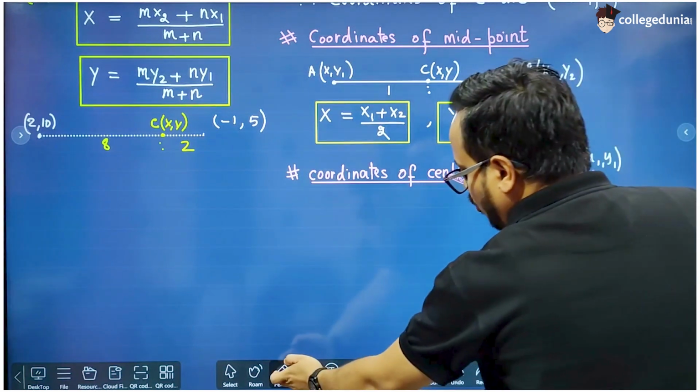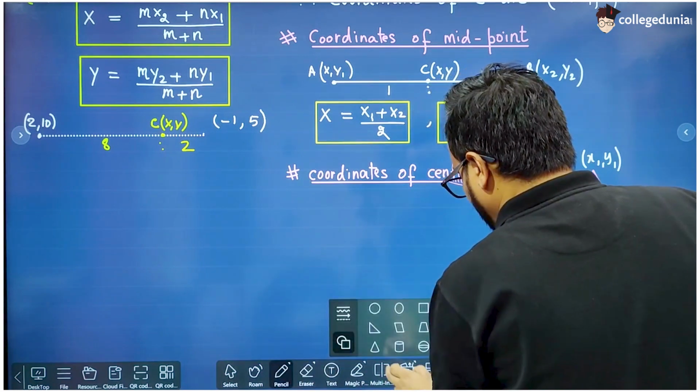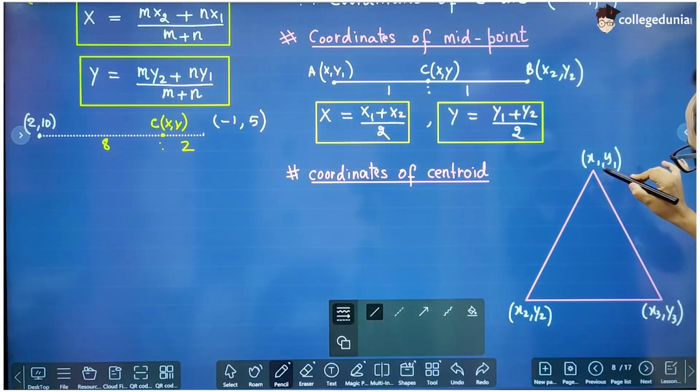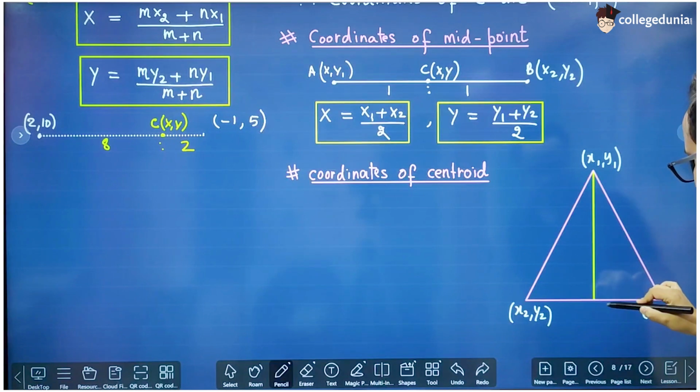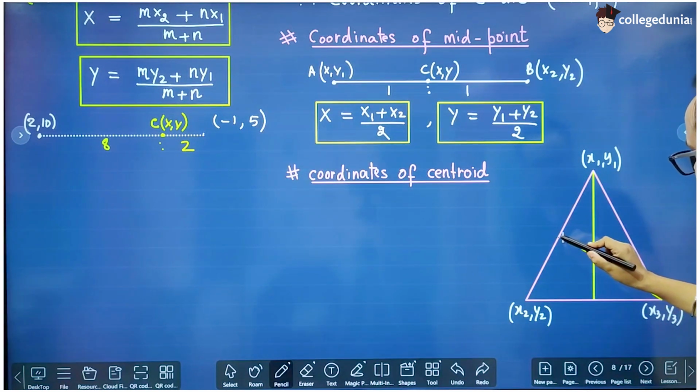And we have to find the coordinates of the centroid. So what is a centroid? Centroid is the point of intersection of the three medians of a triangle. Now what is a median?